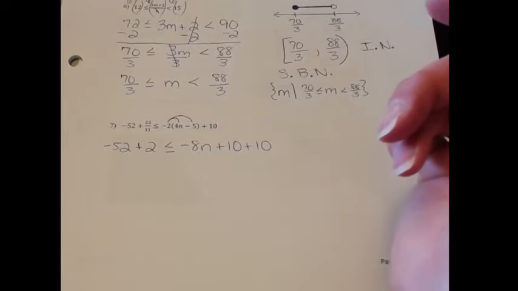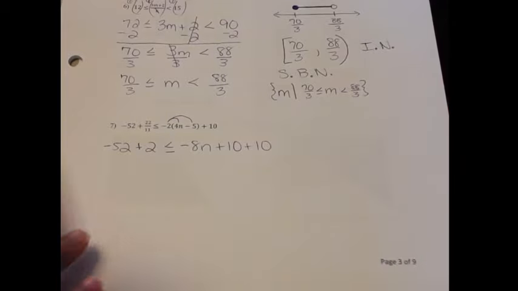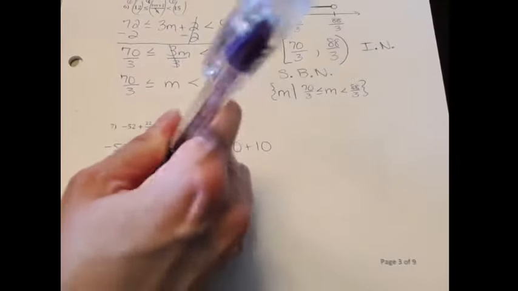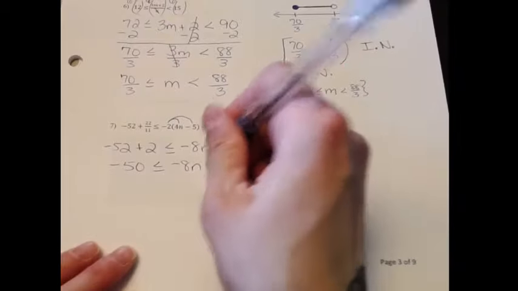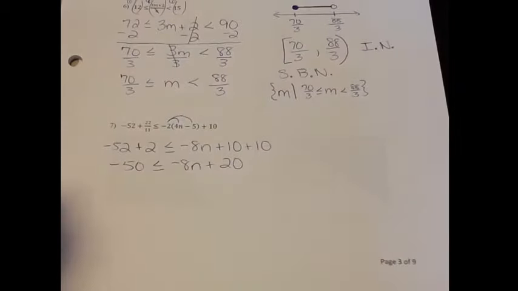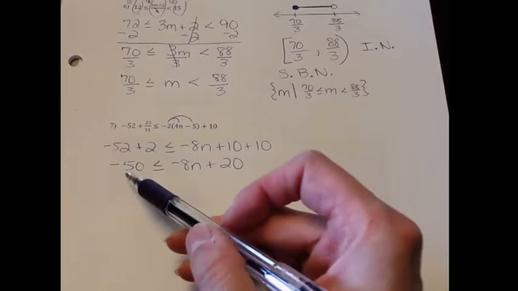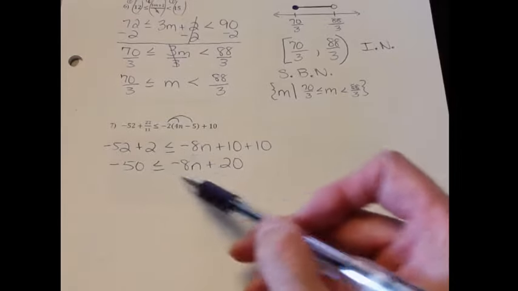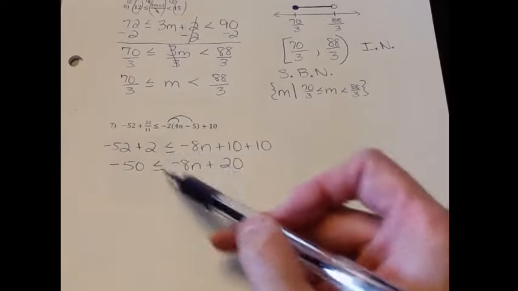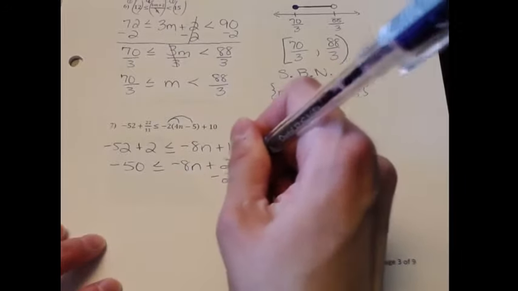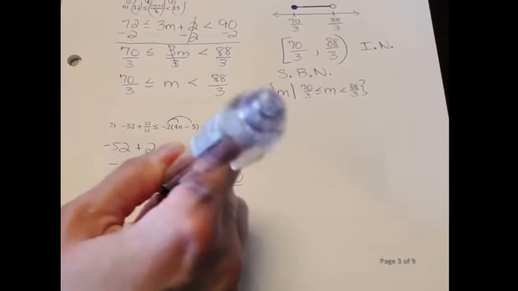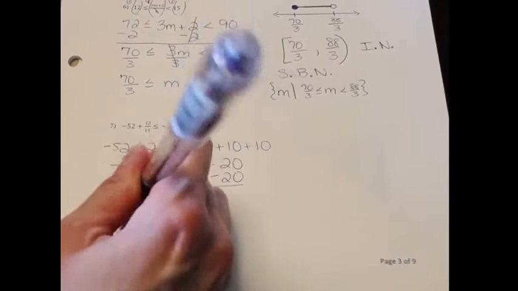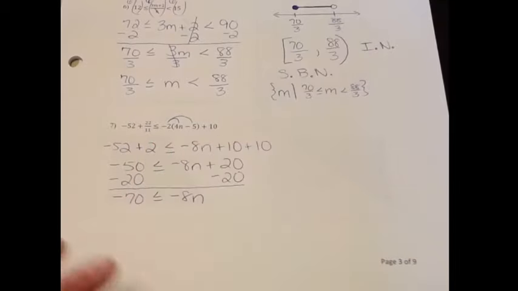Now that we've distributed everything, we're going to clean up and see what happens. Thank you, Alyssa. Let's check out that answer. So negative 52 plus 2 is negative 50. Next, we have negative 8n. 10 plus 10 is 20. So far, so good. Hopefully my work matches yours. Next, we are going to bring 20 to the 50 so that we can get our n term by itself. We always want to isolate our term with a variable. So I'm going to subtract the 20. That gives me negative 70 is less than or equal to negative 8n.